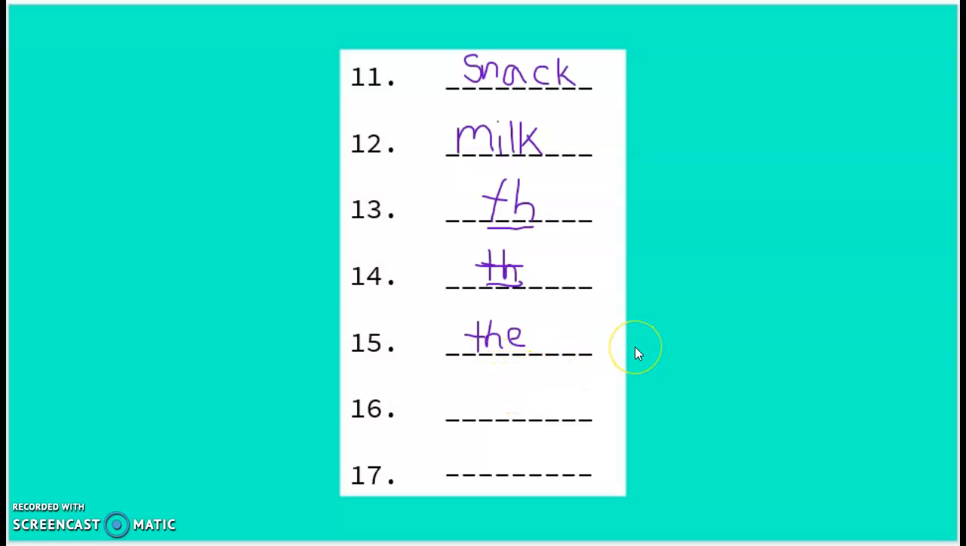T-H-E. Number 16, this. T, H, I, S. T-H-I-S. This. Number 17, math. M, A, Th. M-A-T-H. Math.